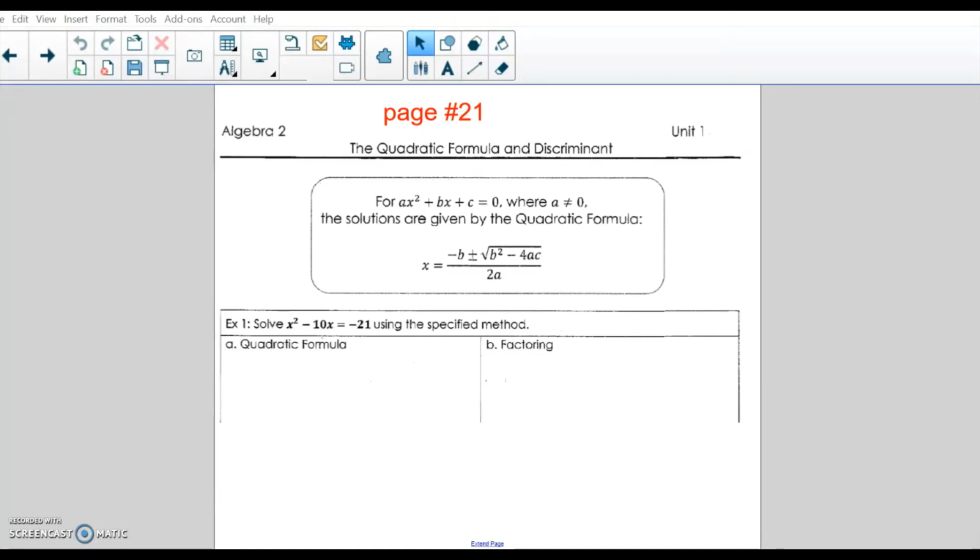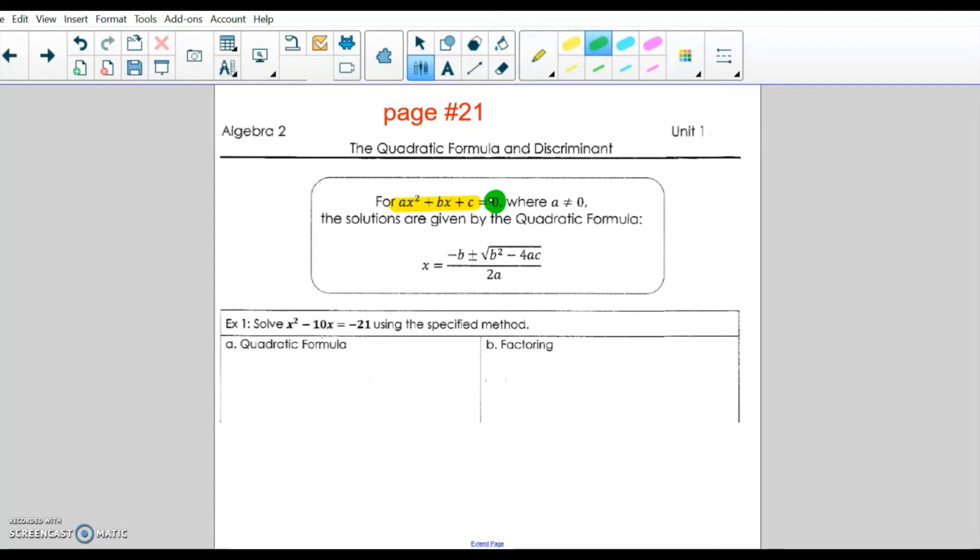Good morning, guys. This is a video for solving quadratic equations using the quadratic formula. And this is on page 21 of your Unit 1 resource. So the key for using the quadratic formula is to make sure that your quadratic is set equal to 0. Okay? If it's not equal to 0, it doesn't work.